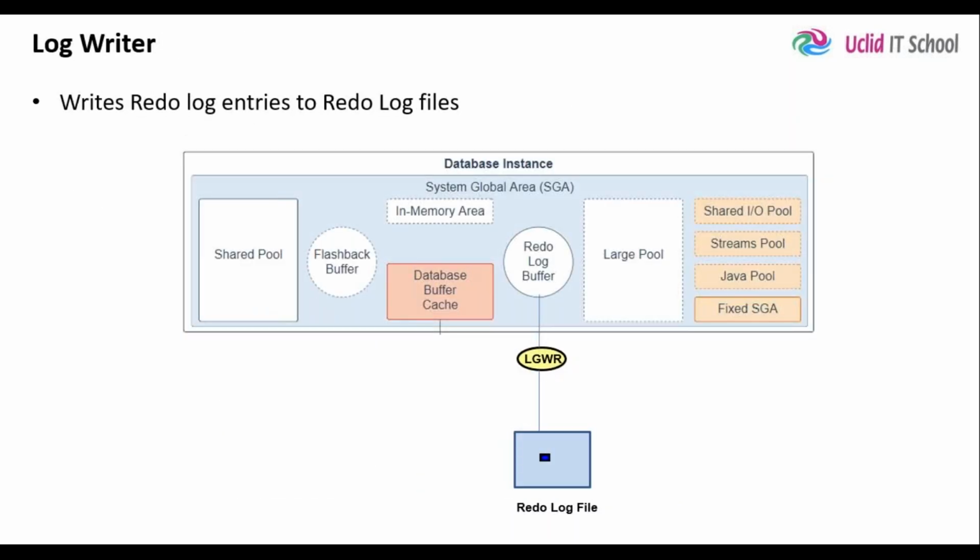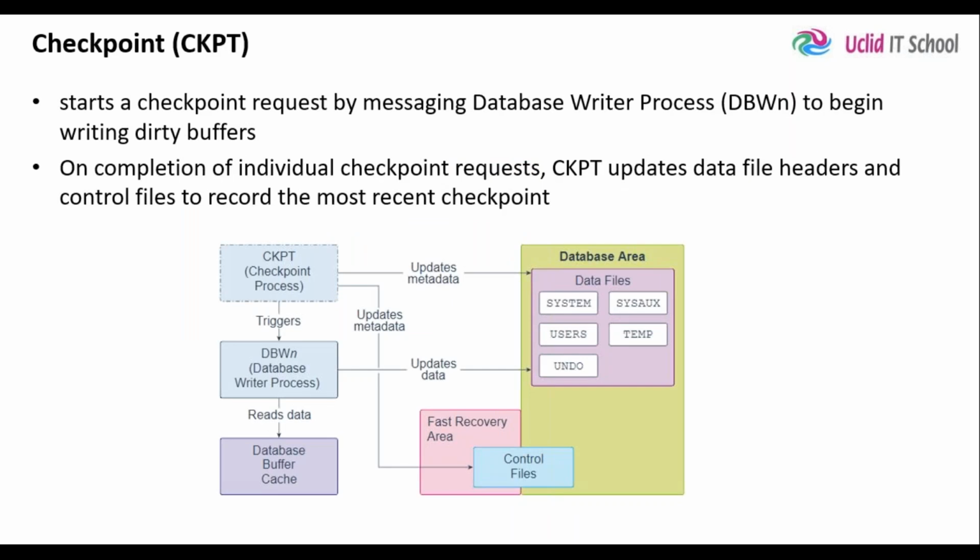So basically these two are writing processes: database writer and log writer. Database writer writes from the buffer cache, log writer writes from the redo log buffer. They write to different files. Then checkpoint, CKPT. Checkpoint is a background process that makes these write from time to time. Every now and then, internally, a checkpoint occurs.